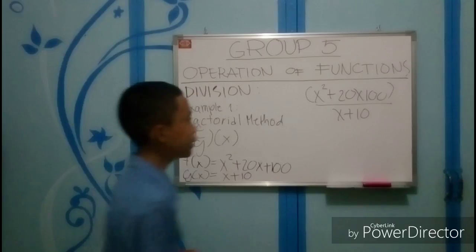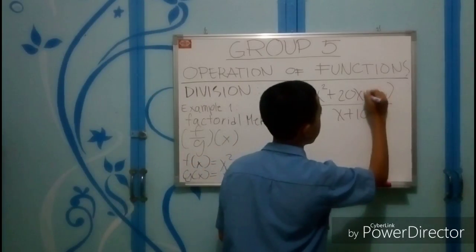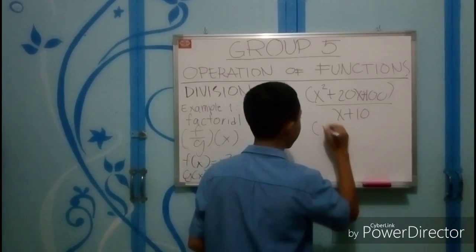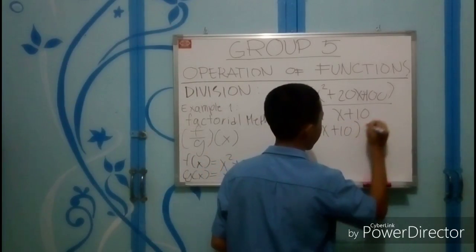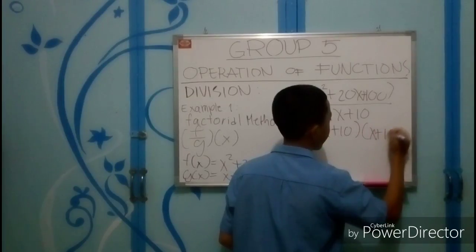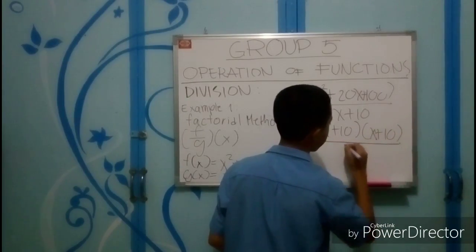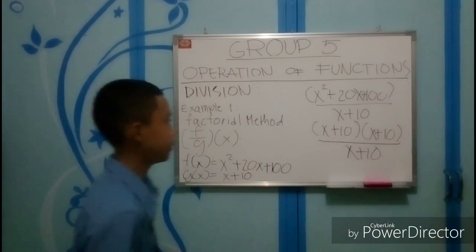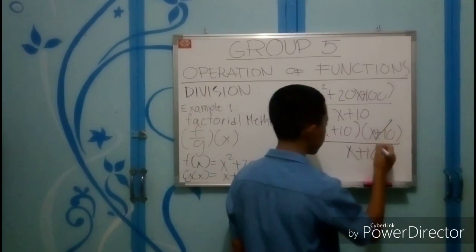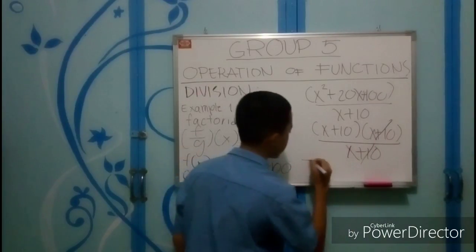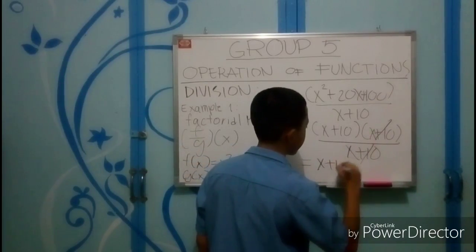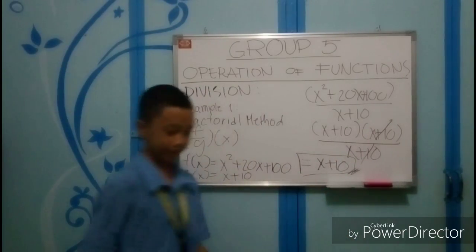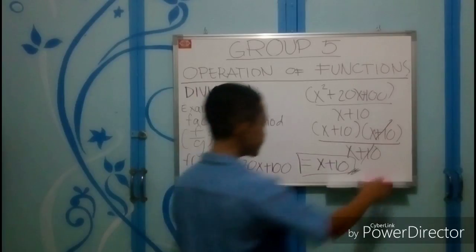X squared plus 20x plus 100, let's factor it out. Over x plus 10. And then, cancel out. This is the answer. So easy.